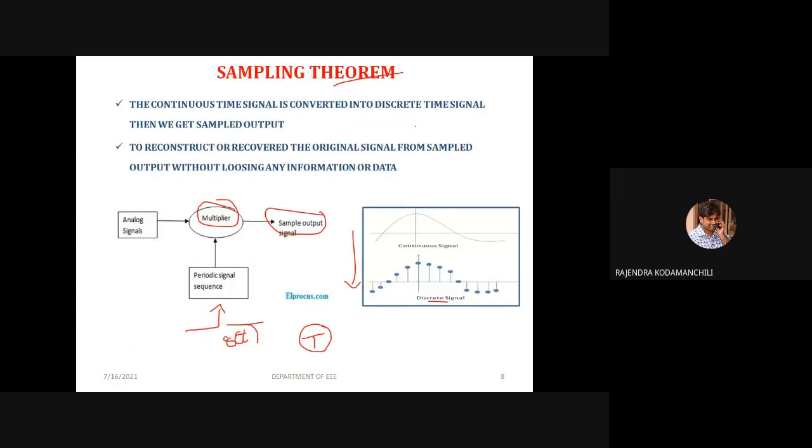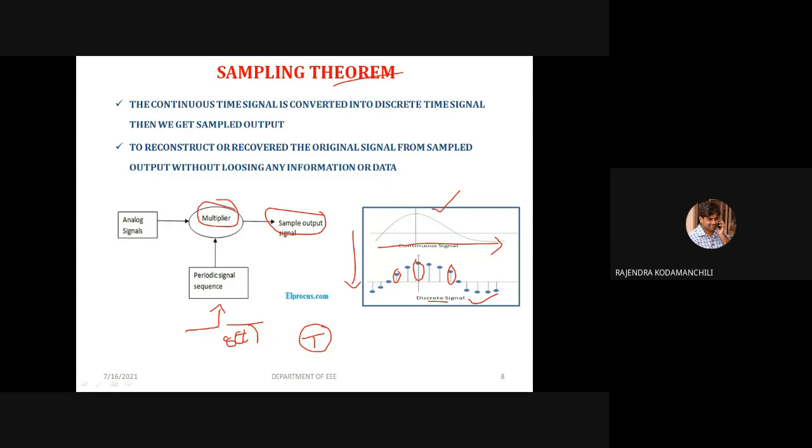The sampling process means converting a continuous time signal into a discrete time signal. Continuous time signal means, the point is very simple, throughout the period the data or information is available. Discrete time signal means only at particular instants of time we are getting the output, only at particular instants of time we are getting the data or information.